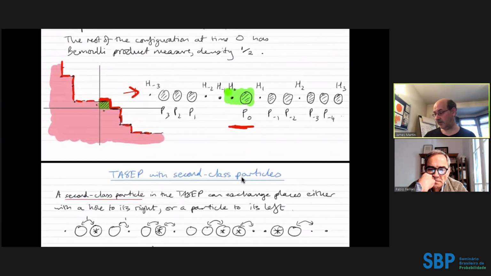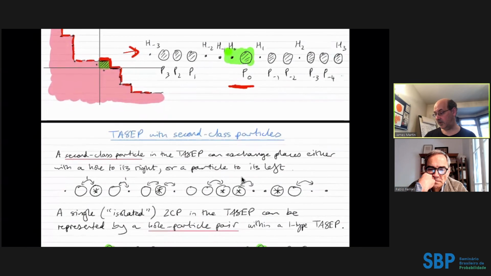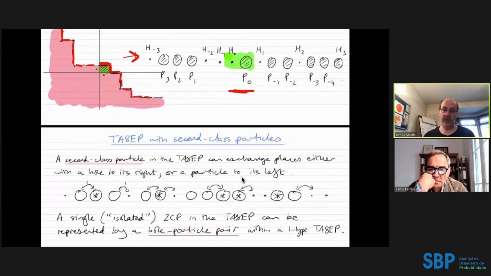Okay, so the next idea that I need to introduce is the TASEP with second-class particles. So a second-class particle in the TASEP is going to be something that's halfway between a particle and a hole. So in this picture here, it's illustrated by these things with stars in them. So these are second-class particles, and these ones are particles, and the small dots are holes again.